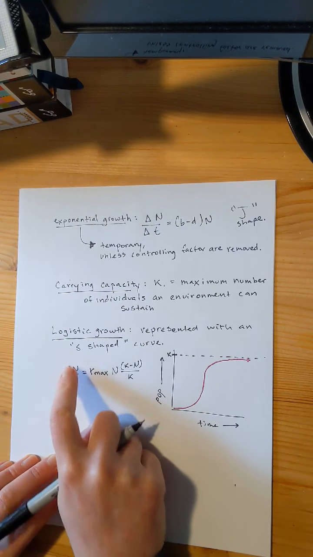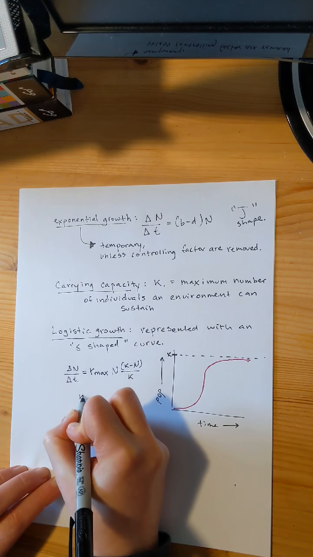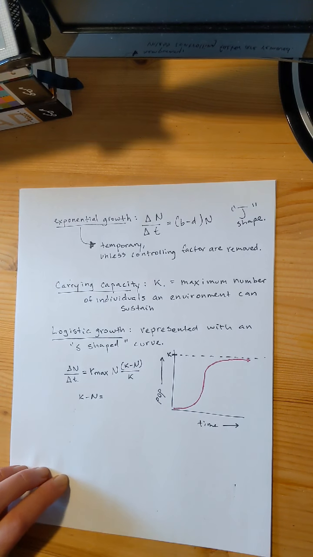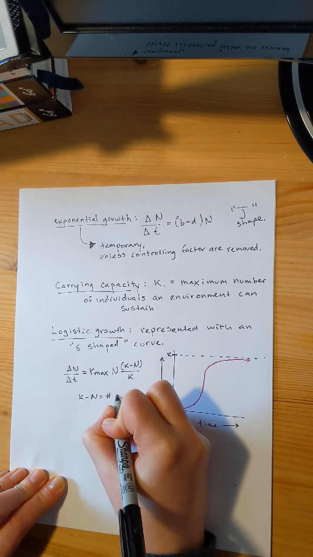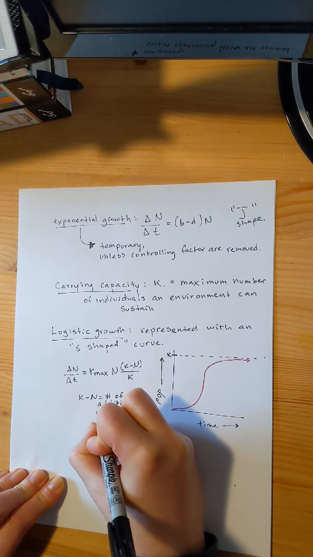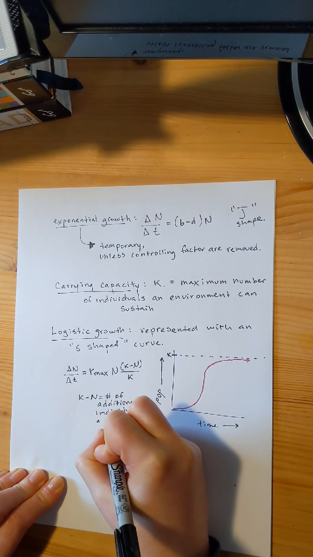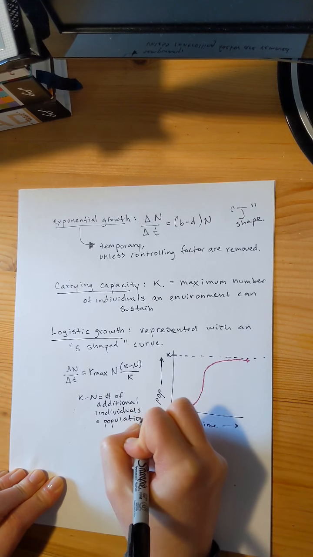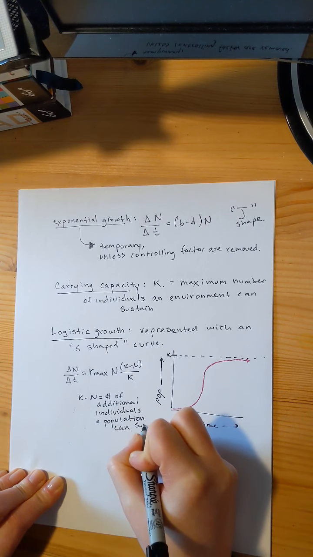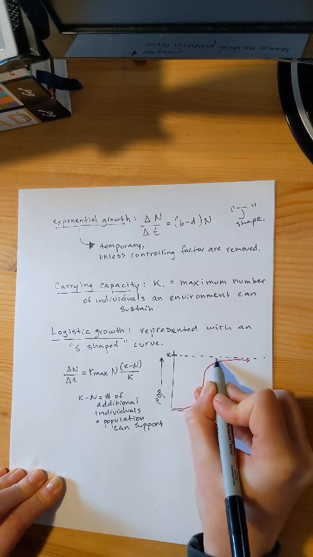So let's break this down. We know what these three things mean. We've already talked about those. But K minus N is also its own equation. That's the number of additional individuals a population can support. That would be how many more can we fit in?